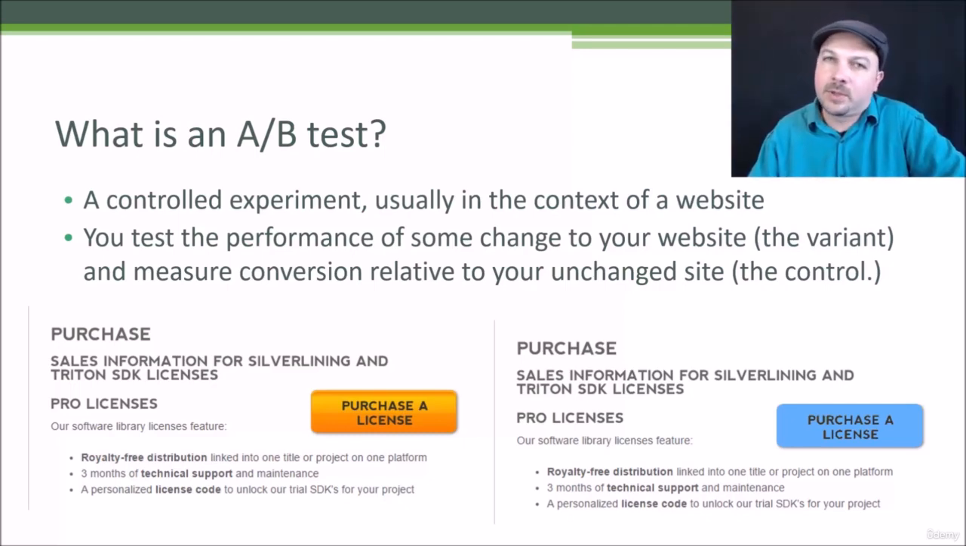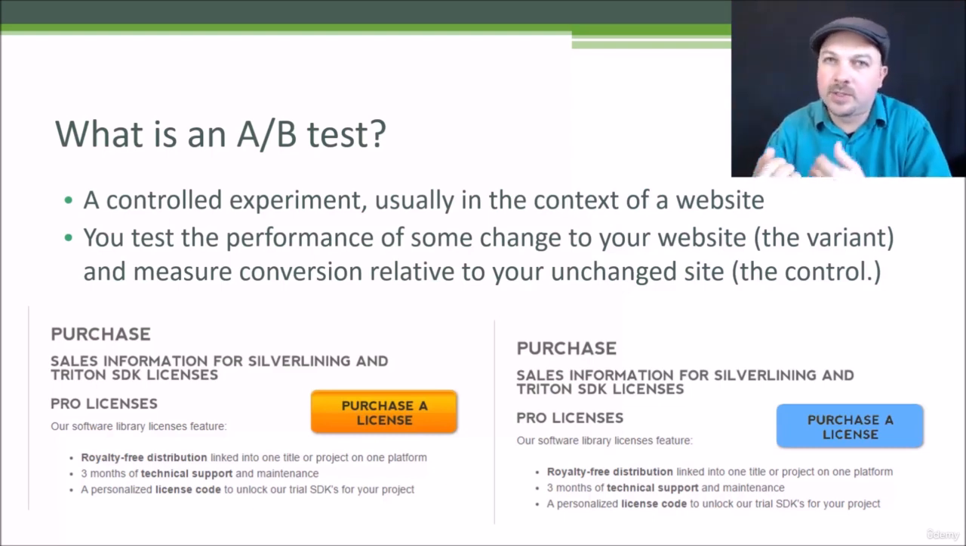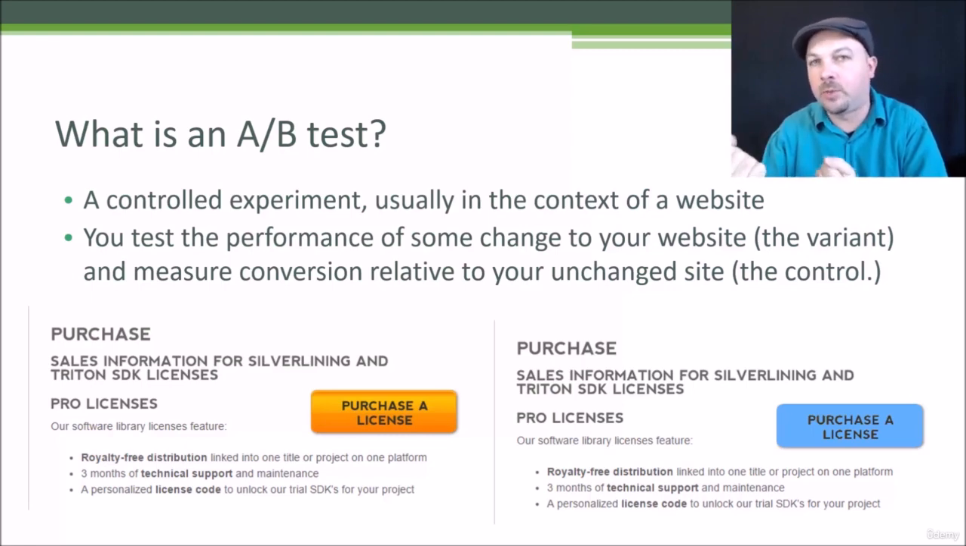So what is an A/B test? Well, it's a controlled experiment that you usually run on a website. I mean, it can be applied to other contexts as well, but usually we're talking about a website. What we're trying to do is test the performance of some change to that website versus the way it was before. So you have a control set of people that see the old website and a test group of people that see the change to the website. And the idea is to measure the difference in behavior between these two groups and use that data to actually decide whether this change was beneficial or not.